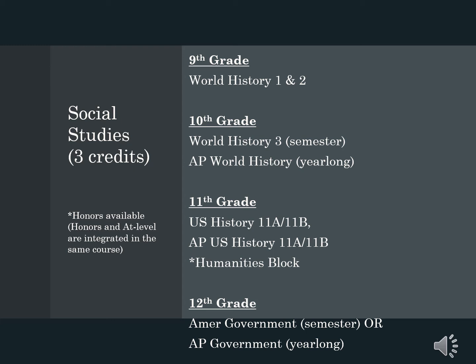You'll notice some of the courses have an asterisk next to them. That means there's an honors option available. And all of those courses that have the honors option available, the honors and at-level students are in the same section.